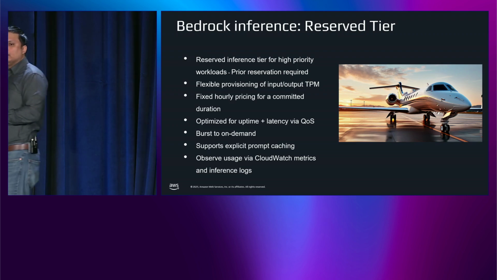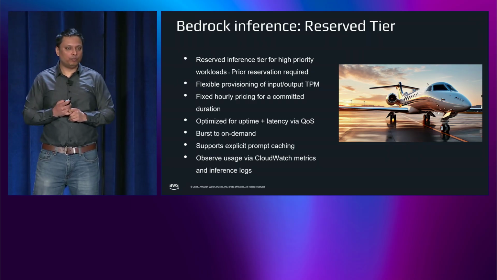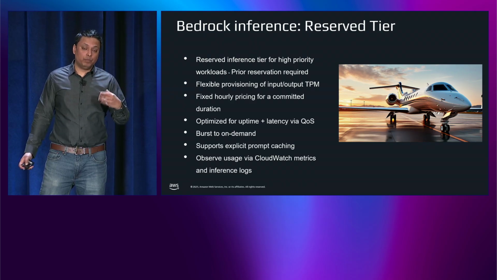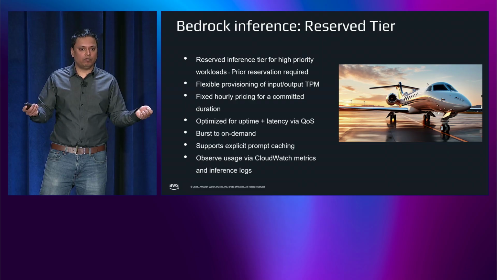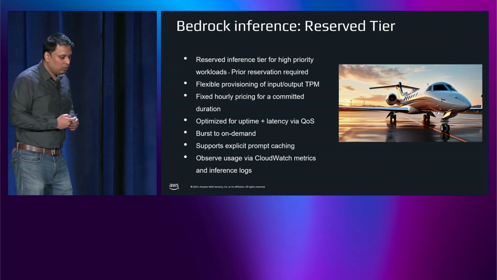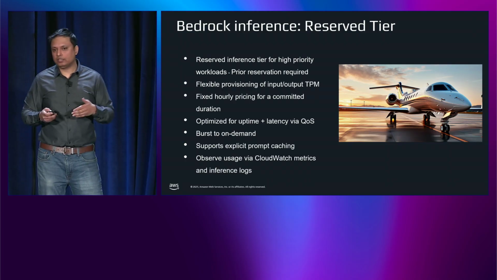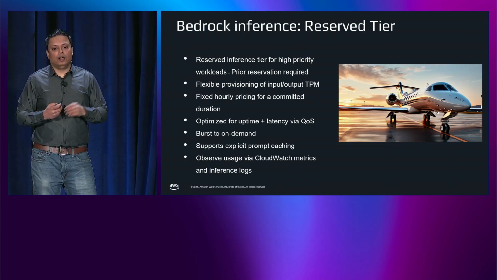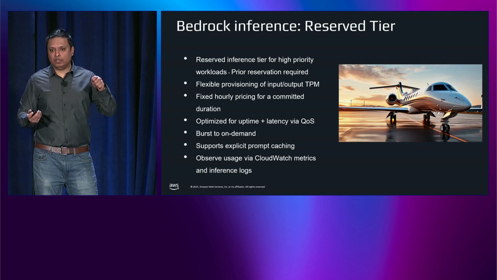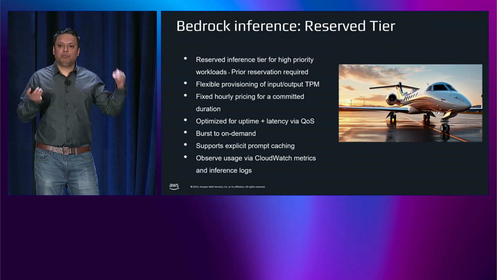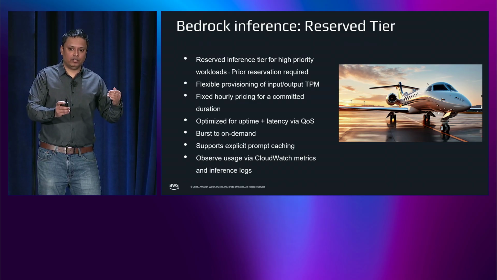One other key feature here is we do support explicit prompt caching for reserved tier. What that means is, because you're paying for it 24/7, how do we actually give you the cost benefit for prompt caching? What we do is we use a different burn down rate. Based on the model, let's say Anthropic Sonnet 4.5, the cache read token pricing is at 90% discount versus regular input token processing price. We do the same burn down rate conversion for reserved tier.